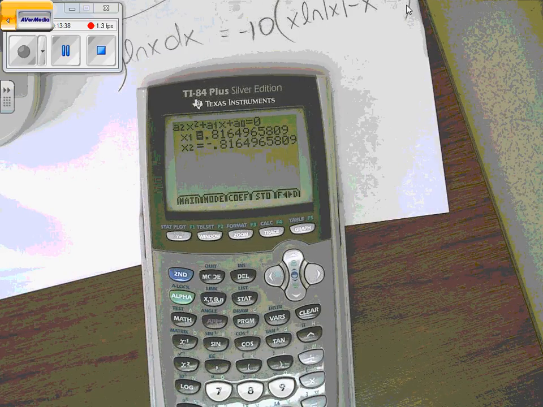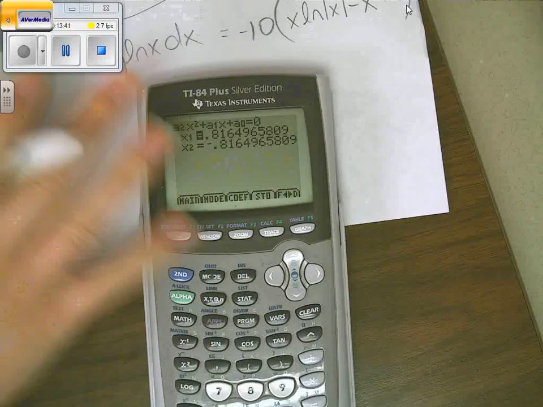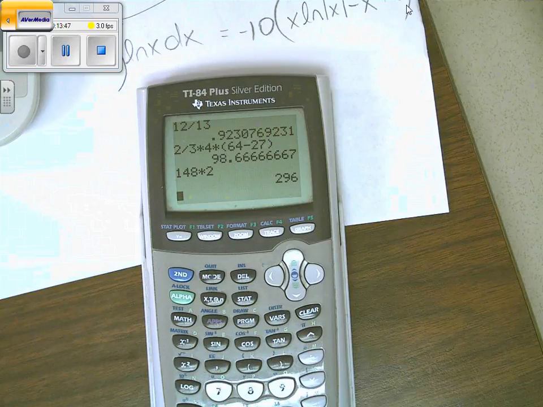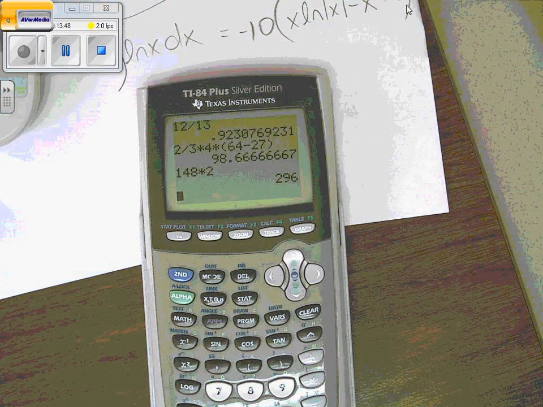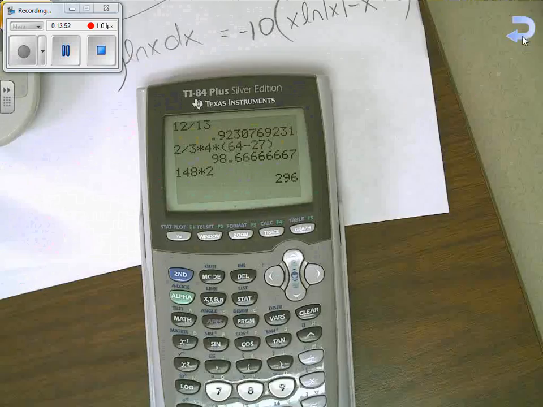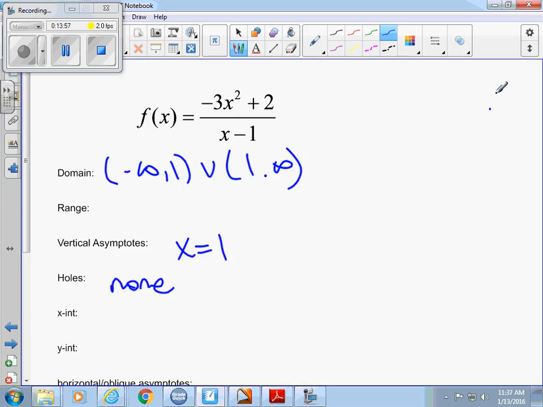Okay, any questions about that? Then you go to y equals, which is main, and exit to get out of it. Quit PolySmlt, and you're back to your home screen. Cool program. It is built in. It is one that does not generally delete even when your calculator is cleared.